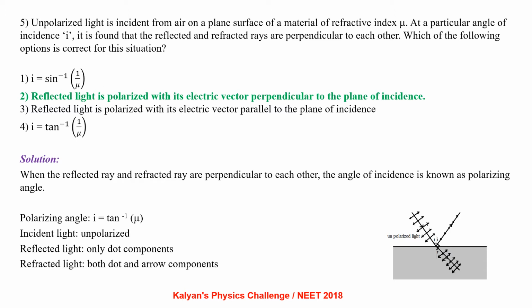When the reflected ray and refracted ray are perpendicular to each other, the angle of incidence is known as polarizing angle. Polarizing angle i equals tan inverse mu. Incident light is unpolarized. Reflected light is polarized with dot components in it, and refracted light is polarized with dot and arrow components in it. So the reflected ray contains dot components, which are the components perpendicular to the plane of incidence.